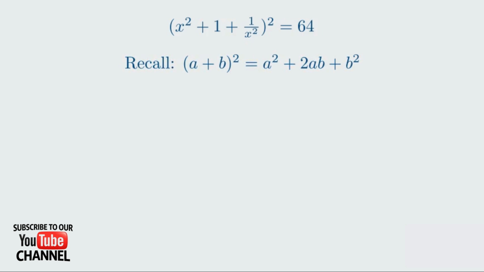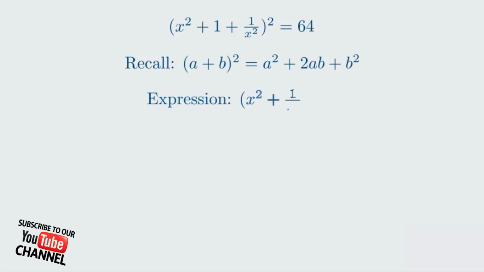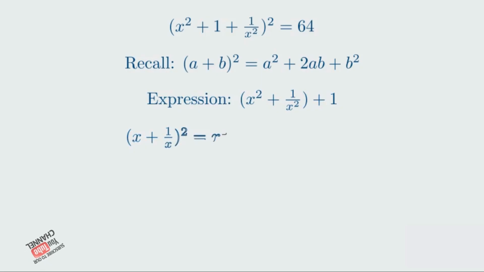The x squared and the 1 over x squared seem to be our a squared and b squared terms. So we can rewrite the expression as x squared plus 1 over x squared plus 1. Now consider the binomial x plus 1 over x. What happens if we square it? Using the formula, (x plus 1 over x) squared is equal to x squared plus 2 times x times 1 over x plus 1 over x squared.